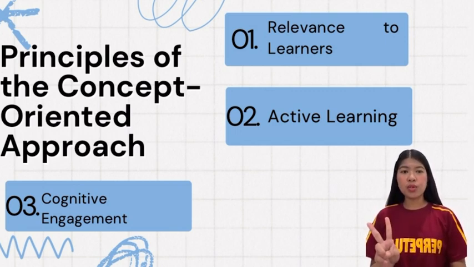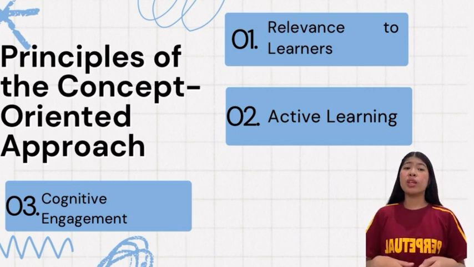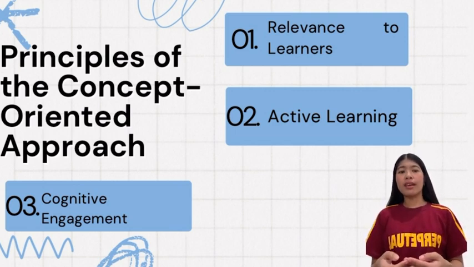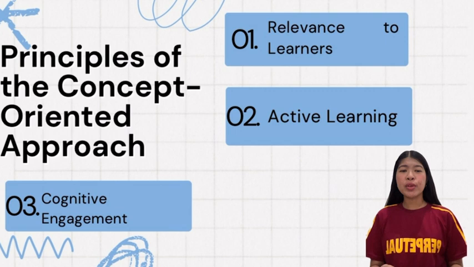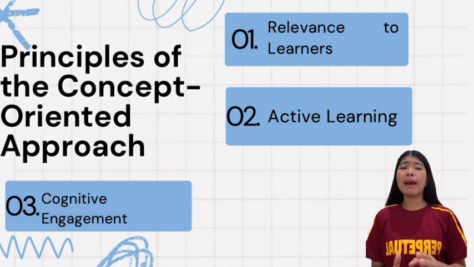Number two, sa principles, we have active learning. COA requires students to actively participate rather than passively receive information. This could involve group work, discussion, hands-on projects, or interactive tasks where students use the language to communicate about a given concept. For example, in learning about the concept of globalization, students might have to debate or present different perspectives using the target language.